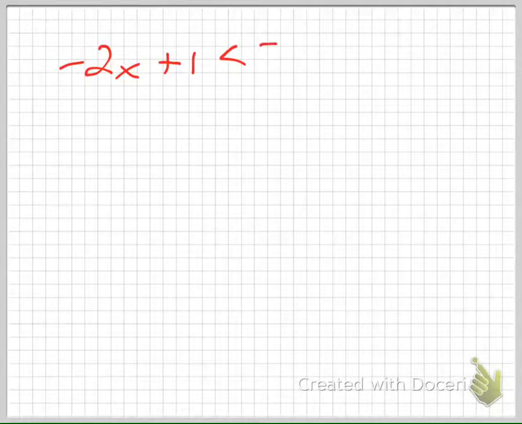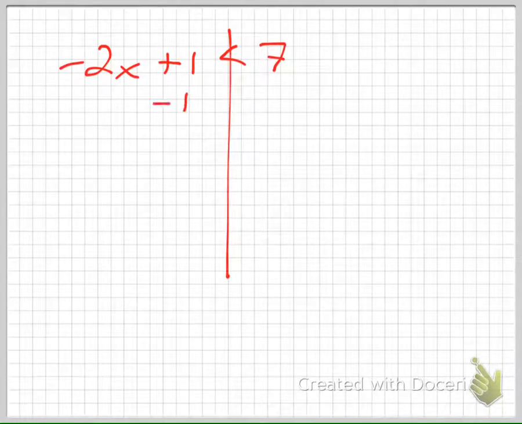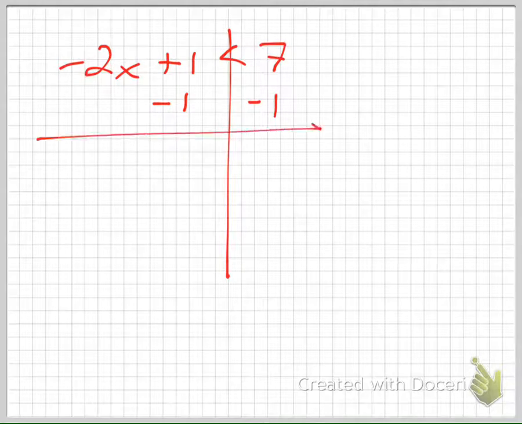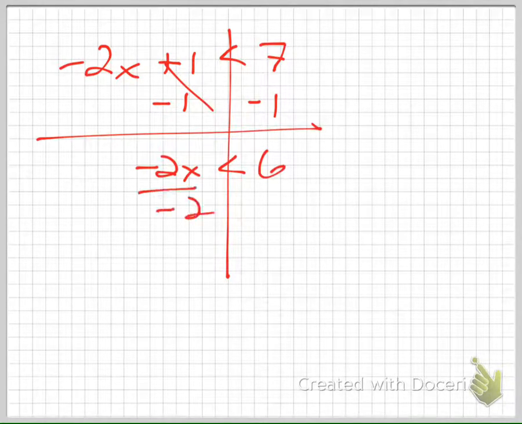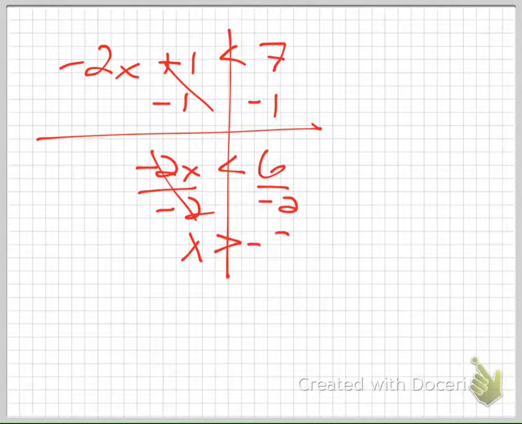So if I have negative 2x plus 1 is less than 7. Line down the inequality, right? Minus 1. Negative 2x is less than 6. Divide by negative 2, divide by negative 2. What do I need to do right now? Why do I flip this sign? Because you're dividing by a negative. When you multiply or divide both sides by a negative, then you flip the sign. So that'll be x is now greater than negative 3.